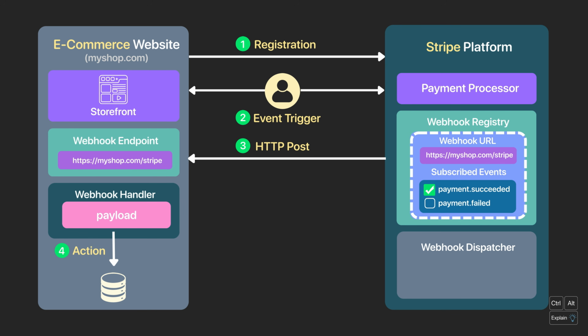Final step is the action. Your server receives that request at myshop/stripe and reads the JSON payload, sees that the payment is successful. Then it updates your database to paid status and sends a confirmation email to the user.